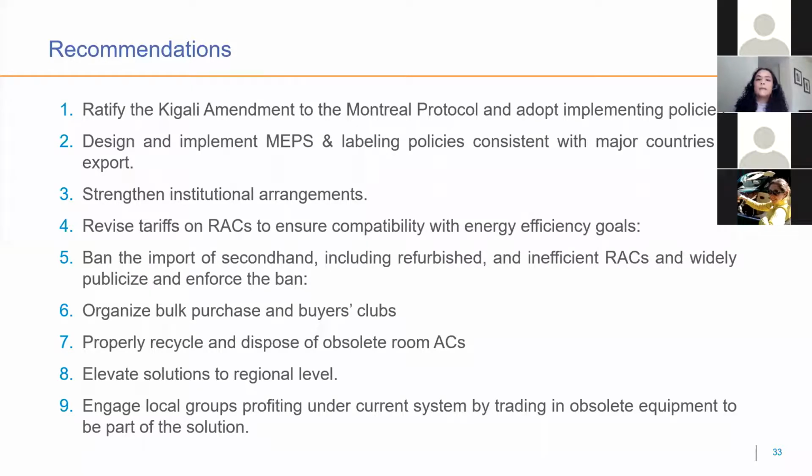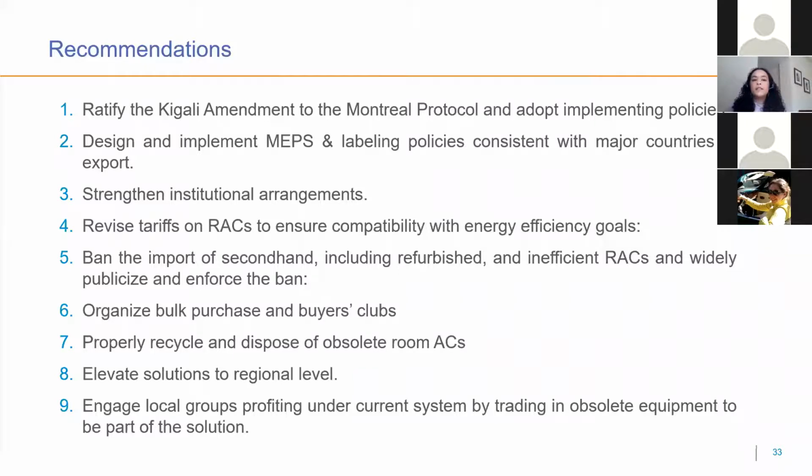Our sixth recommendation is to organize bulk purchase and buyers clubs. These types of programs reduce the cost of high efficiency equipment by organizing large scale buys. We've included in our report a case study of this type of project in Morocco. So I would refer you to the full report if you'd like to learn more about that example.